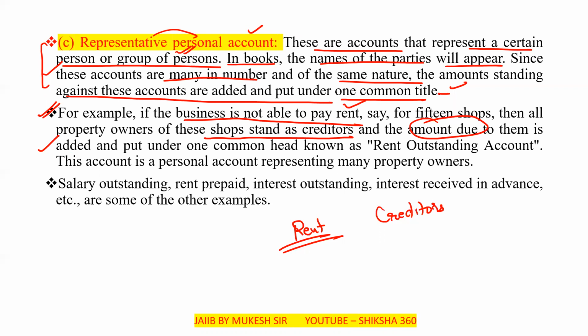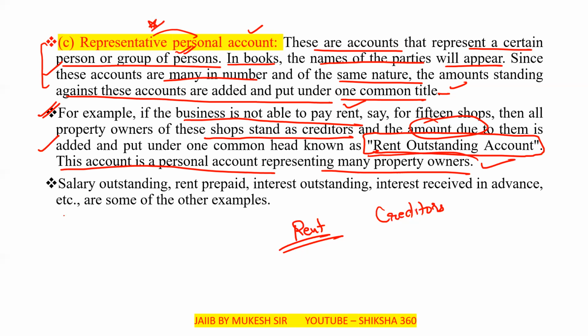Basically all the amount due is put under one common head, known as the rent outstanding account. This account is a personal account representing many property owners. So this is the meaning of the representative personal account.